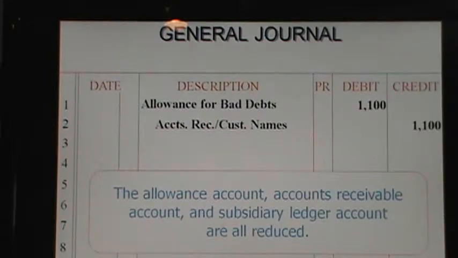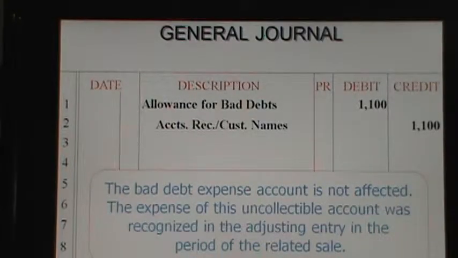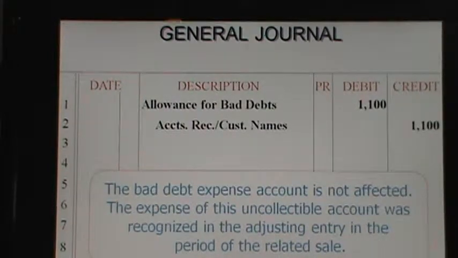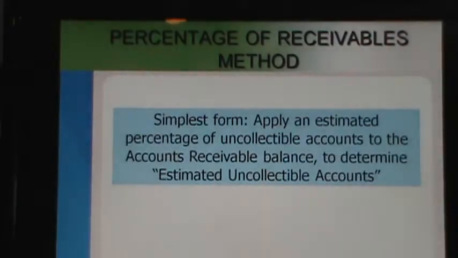So now that amount becomes zero in both. So the bad debt expense account is not affected. The expense for this uncollectible account was recognized in the adjusting entry that we did prior.